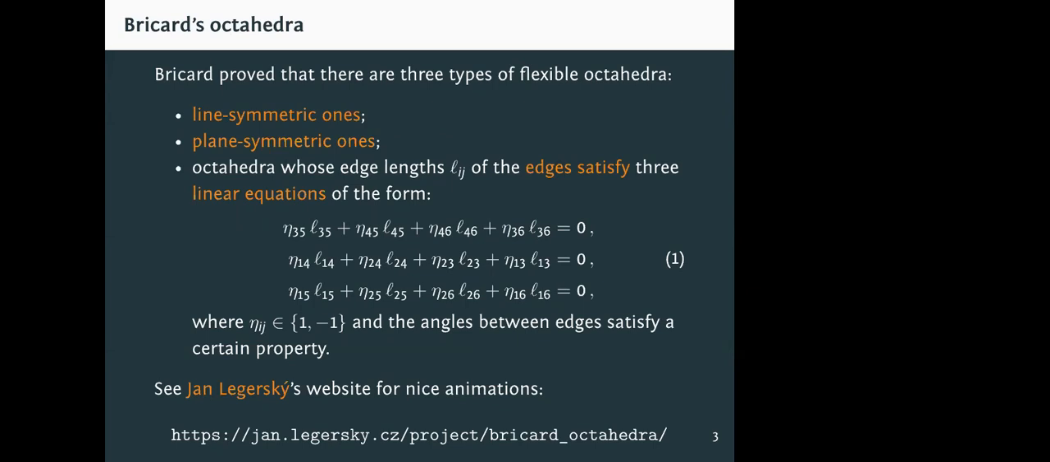So as I believe many of you know, the motions of octahedra have been classified already by Bricard. And there are 3 types of flexible octahedra. This is not a partition. Some octahedra can belong to more than just one type. So there are the line symmetric octahedra, and there are the plane symmetric octahedra, and then there are these so-called octahedra of type 3, which have the following property.